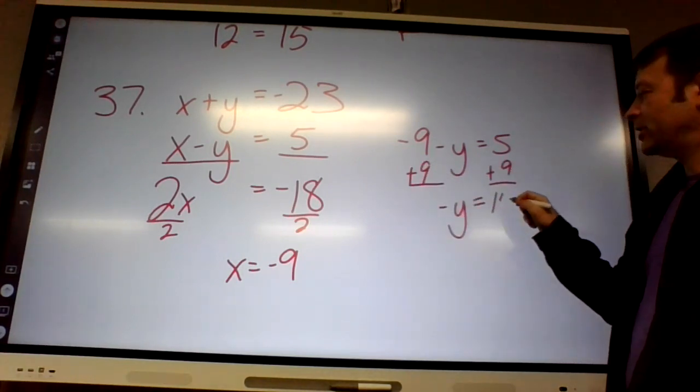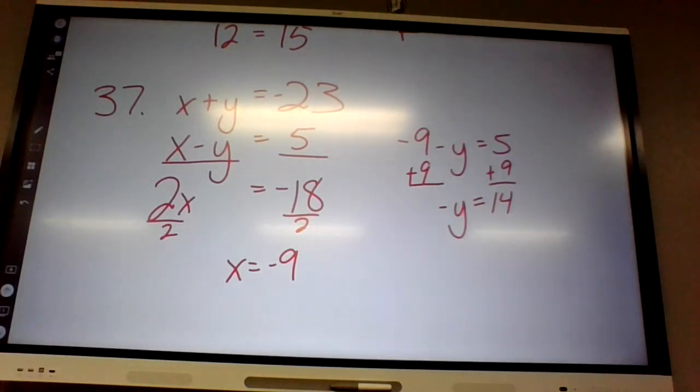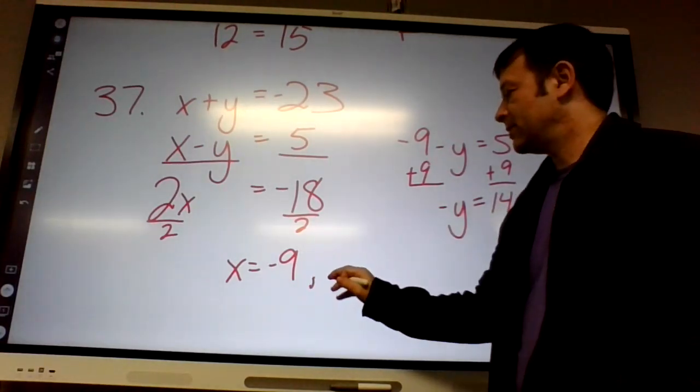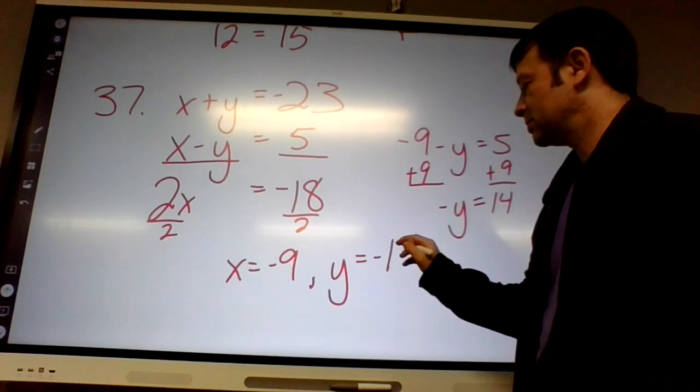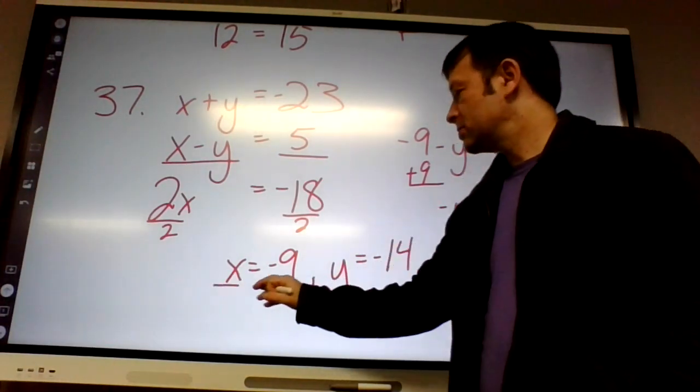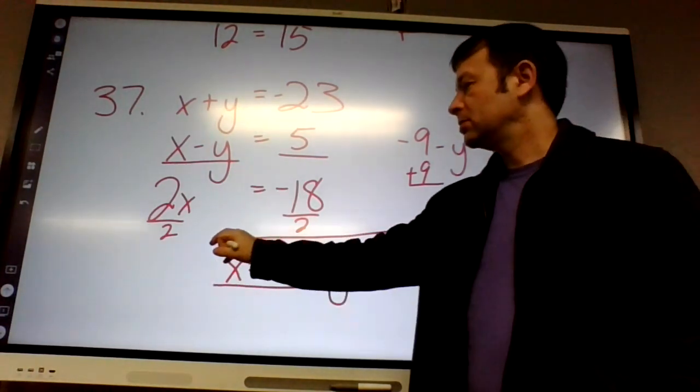If negative y is 14, and y is negative 14.